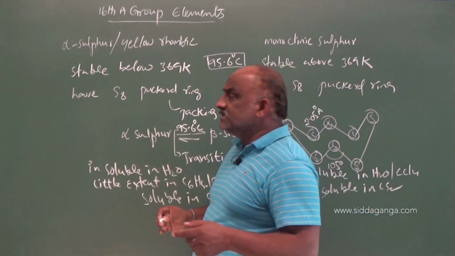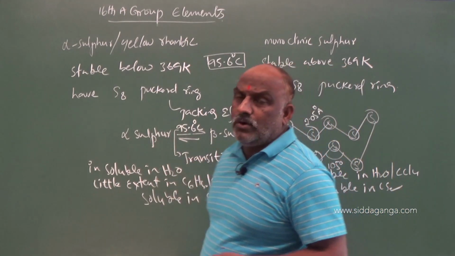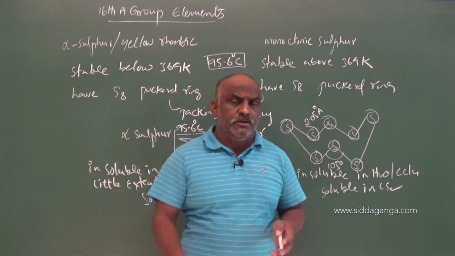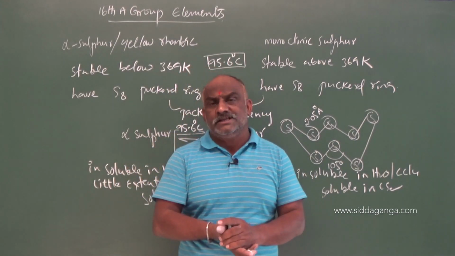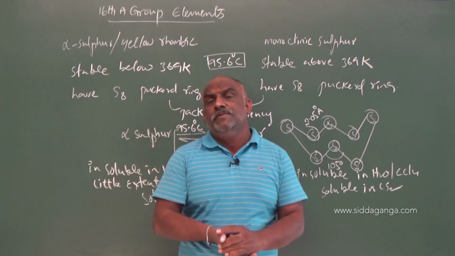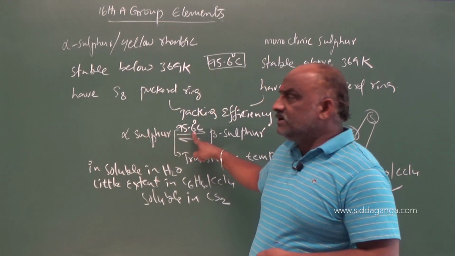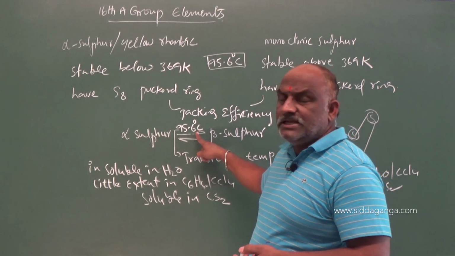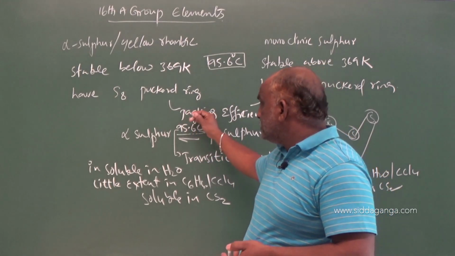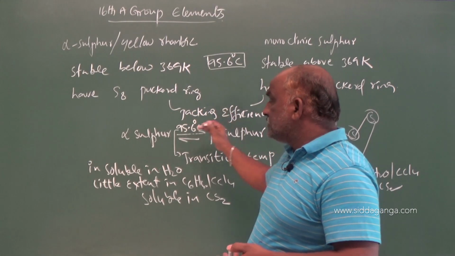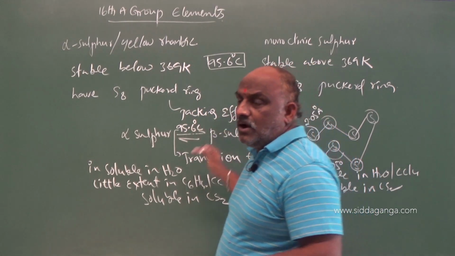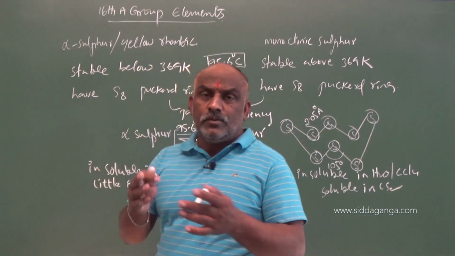And one more point is there. How to prepare monoclinic sulfur? These three lines are given in the text. Monoclinic sulfur is prepared from rhombic sulfur only. See this: alpha sulfur on heating above 95.6 degrees centigrade is converted into beta sulfur. What will be the process? We have to know the process.